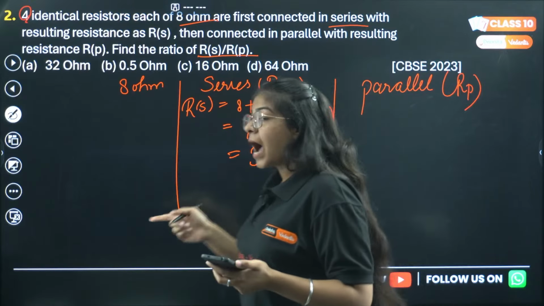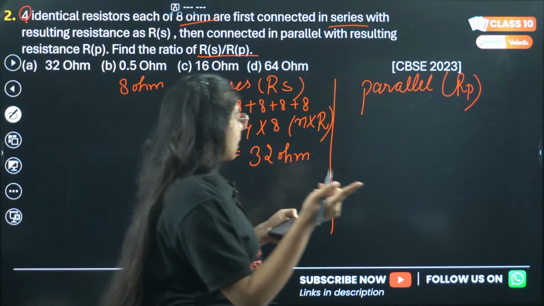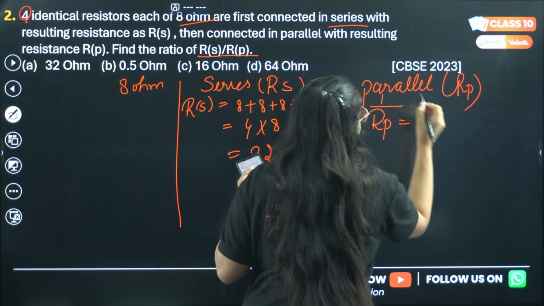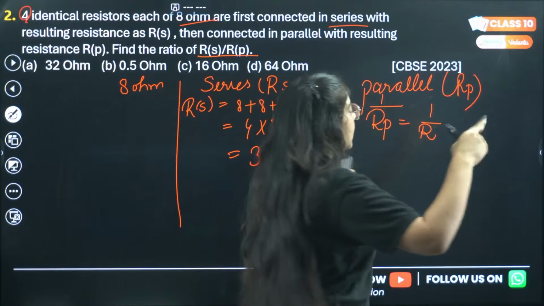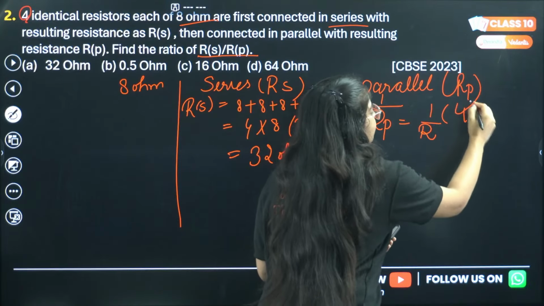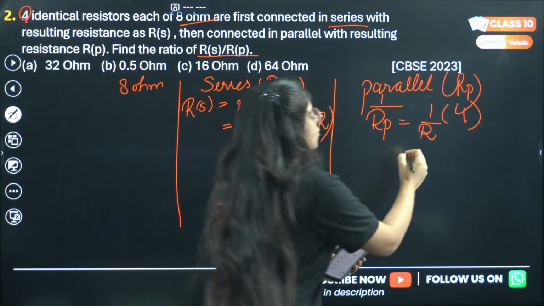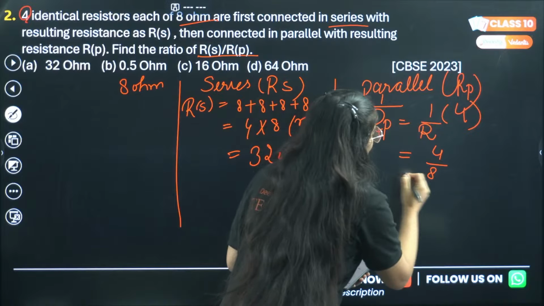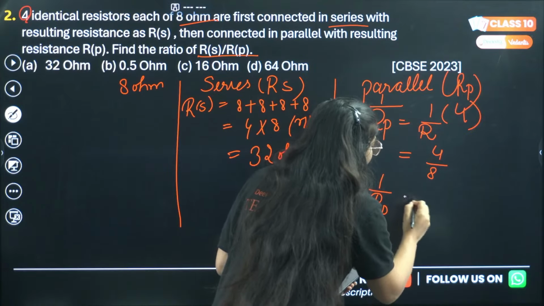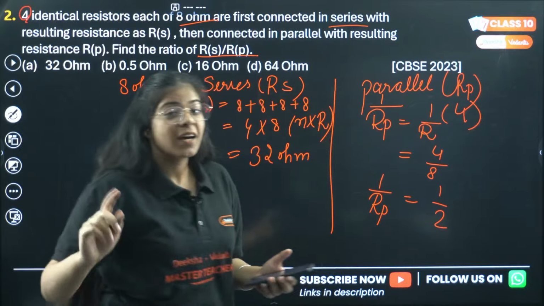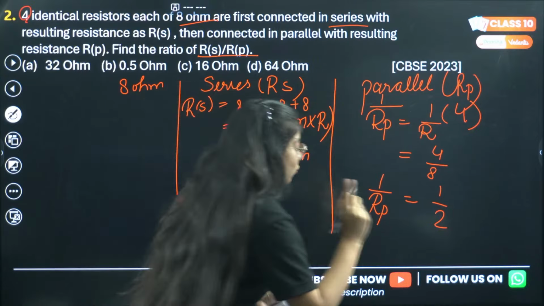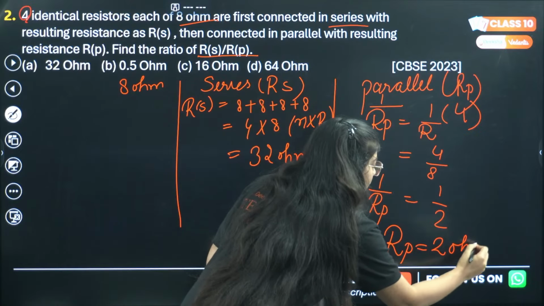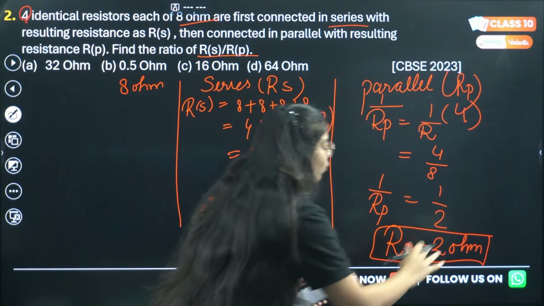Great. For Rp, now the formula is different. For Rp, it is 1 divided by Rp equals 1 by R, for 4 times, so we'll just write 4. Okay, we have to be quick. So 4 divided by, what is our resistance? 8. So 1 by Rp comes out to be 1 by 2. Now here is where you can make a mistake, which you will not, I know, my dear children. So Rp is 2 ohm. Don't just write 1 by 2 as Rp, okay?